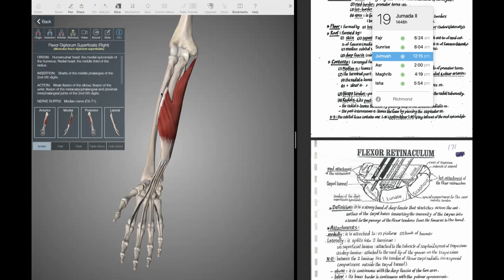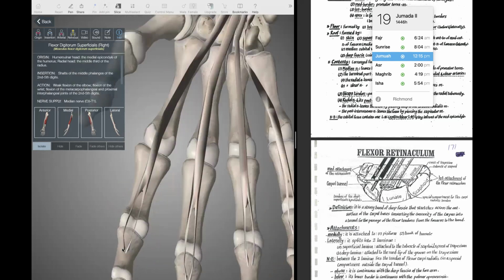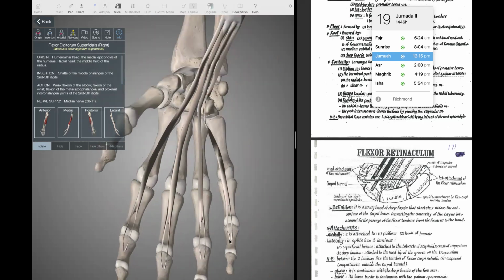Insertion, shafts of middle phalanx. Look here. Middle or intermediate phalanx here. Shaft of middle intermediate phalanx. But look, 2 to 5. Not here, not the thumb. 2 to 5. 1, 2, 3, 4, 5. Nerve supply median.